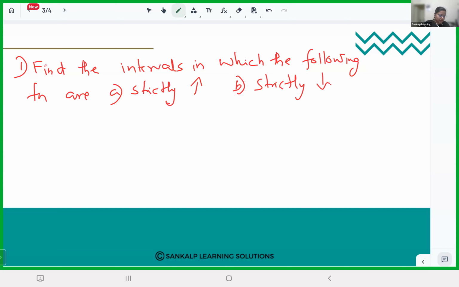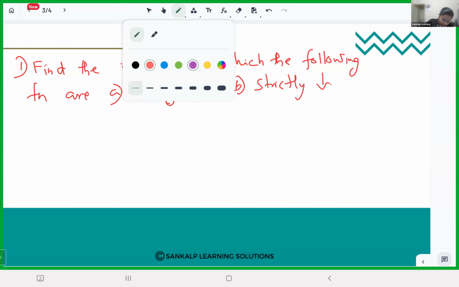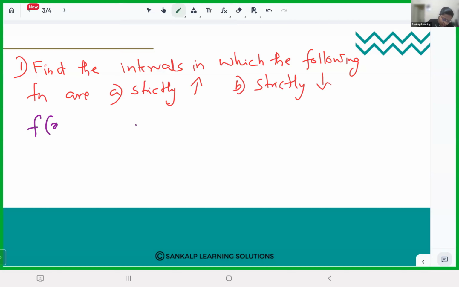Okay, so the first function is f of x is equal to x square minus 4x plus 6. So how will you find out the intervals in which a function is strictly increasing or strictly decreasing? What is the method? First, you have to find out the derivative of the given function, isn't it? That is f dash of x. And if this f dash of x is less than 0, then we can say that the function is strictly decreasing on that interval, right?